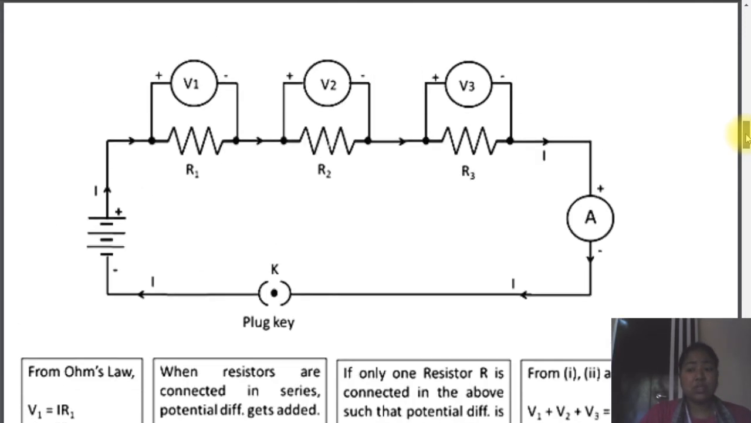Now what is the condition in practical situations? How will we connect resistors in series combination? It is the end to end connection of the resistors. That means if we have the two ends of one resistor and the two ends of the next resistor, one end of a resistor will be connected to one end of the other resistor. That end to end connection is defined as the series combination.